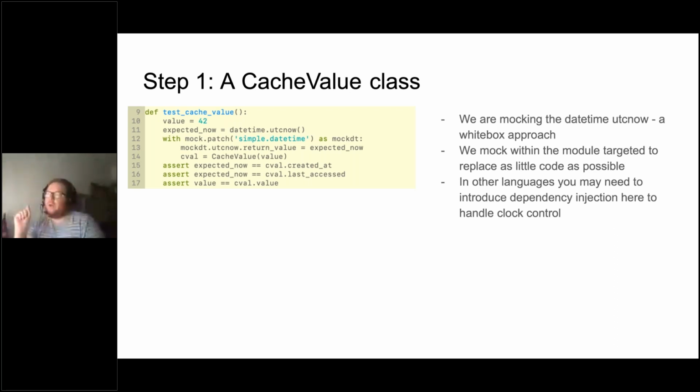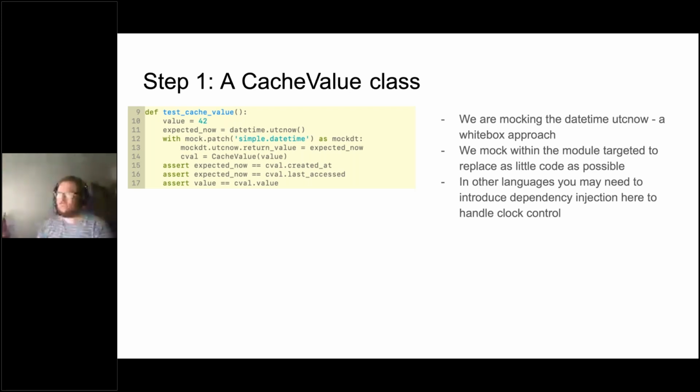And then we are creating the cache value and making sure that we can get it back and it works, all kind of good stuff. Because we've mocked out the datetime, when the cache value is created, it will get exactly that time, which is why we can do exact assertions there rather than having to do a race condition effectively in our unit tests.